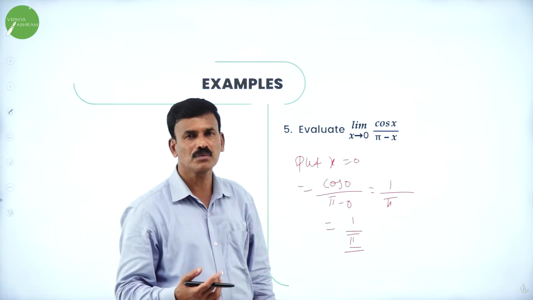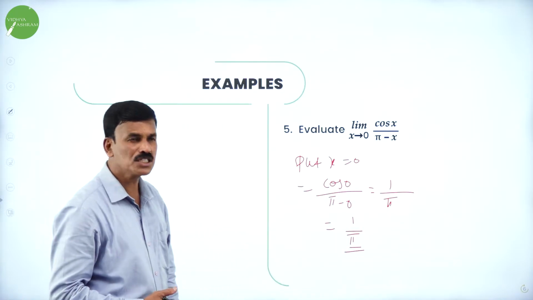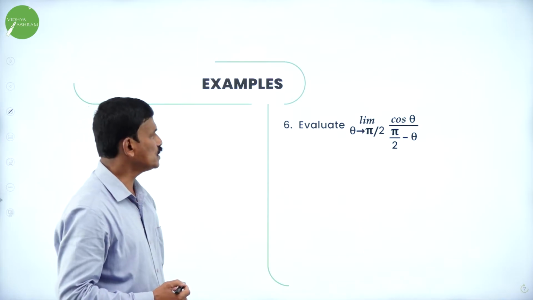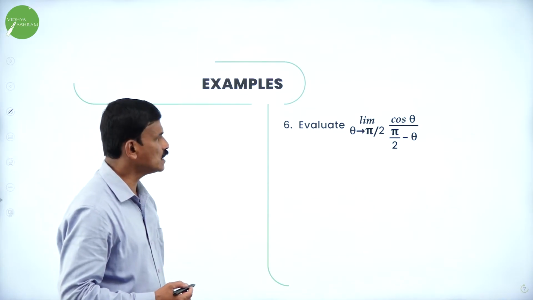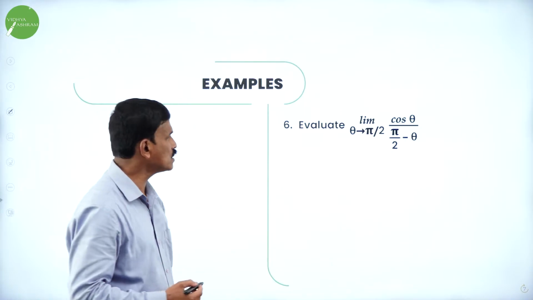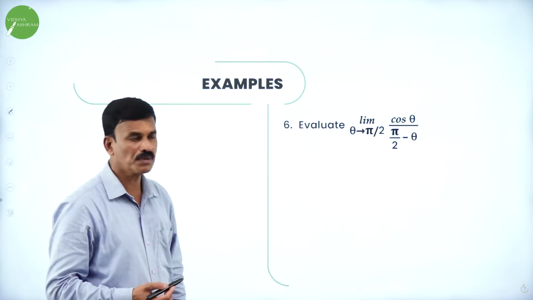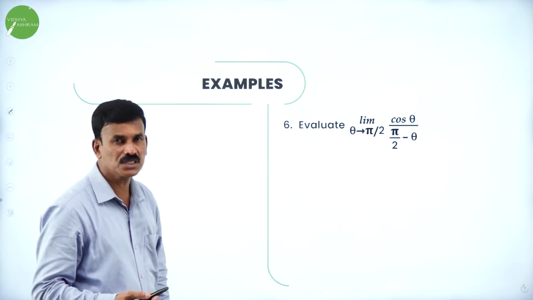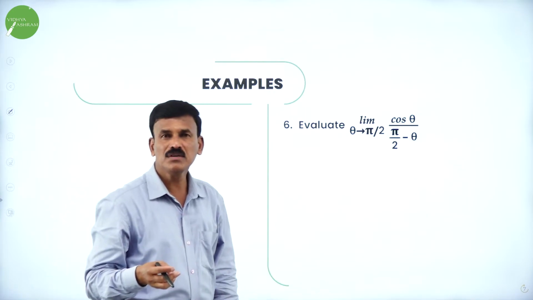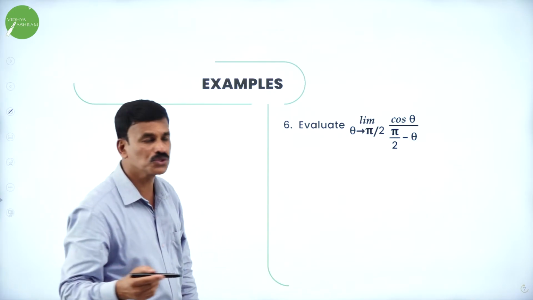That's it. Very simple problem for 1 mark. Now let us come to the next problem. Limit theta tends to pi by 2 of cos theta divided by pi by 2 minus theta. Here also if you substitute theta is equal to pi by 2, then you will get 0 by 0, which is an indeterminate form. This can be evaluated by the method of substitution.